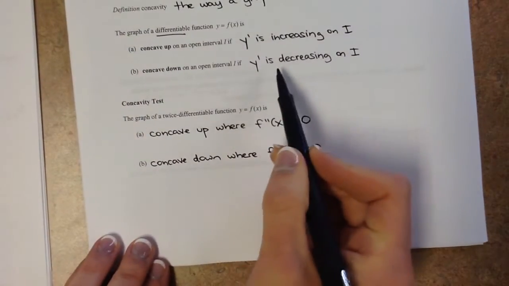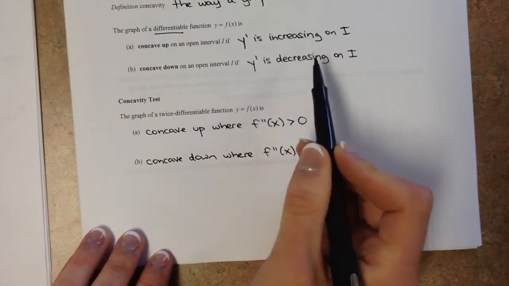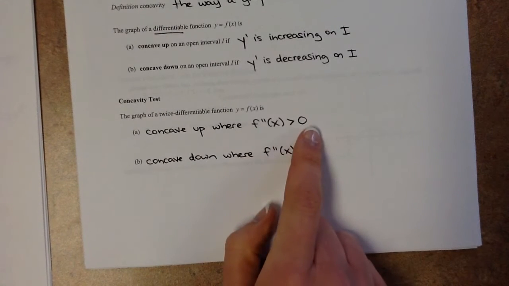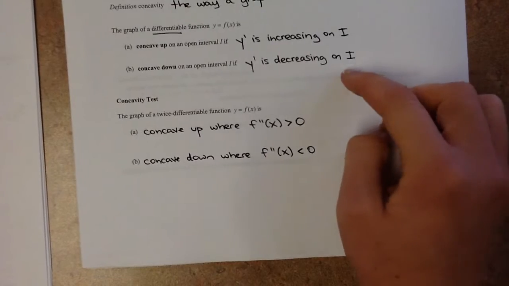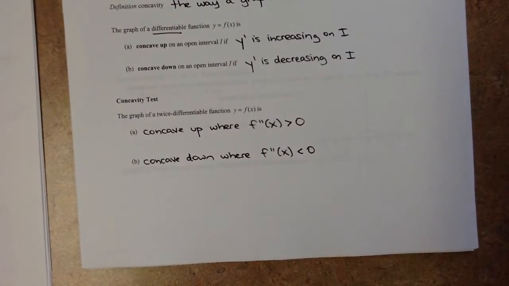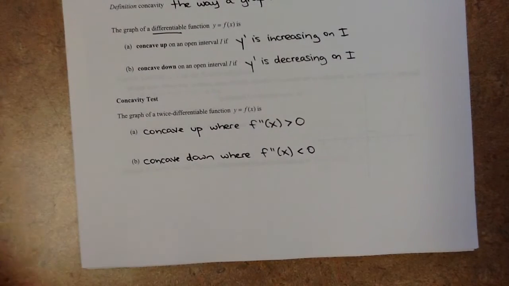Okay, same thing. If y prime is decreasing, its derivative is negative. So y double prime is negative. So two different ways to look at it. You can either consider the derivative to be increasing, or you can consider the second derivative to be positive. Same thing here. You can consider the derivative to be decreasing, or you can consider the second derivative to be negative. All right, so we are going to use that concavity test a couple of times on the next page.